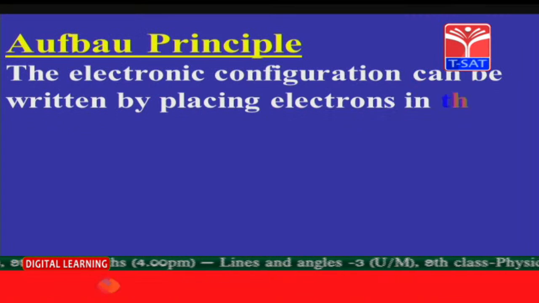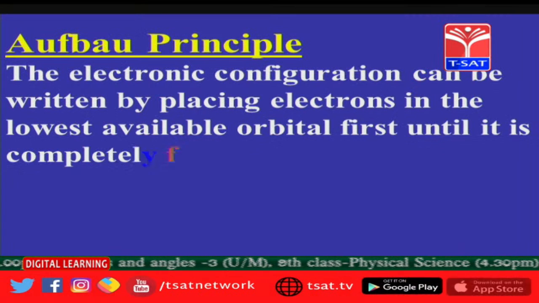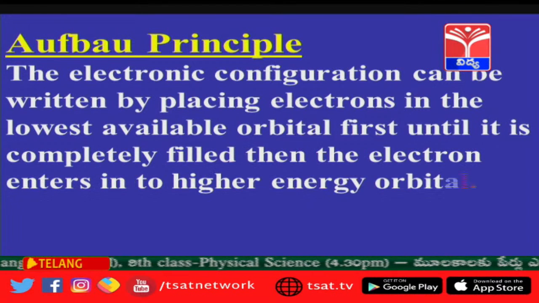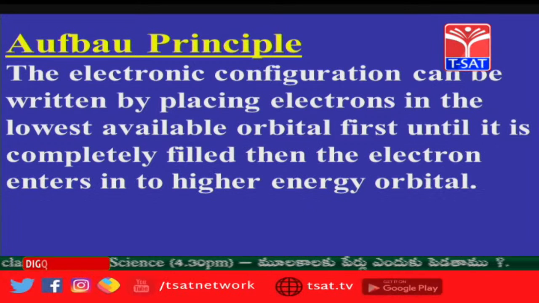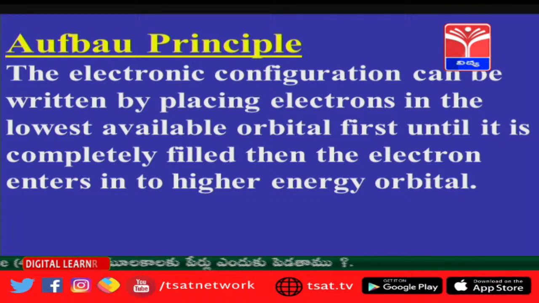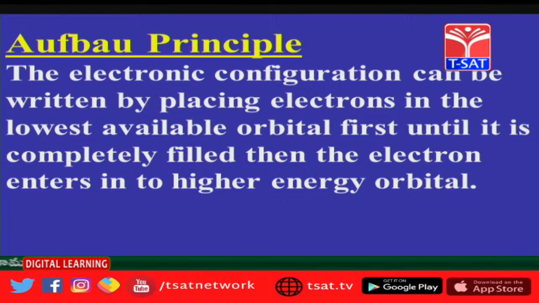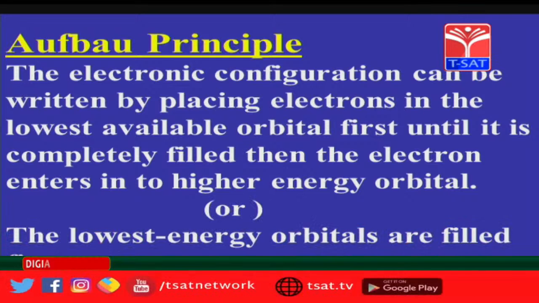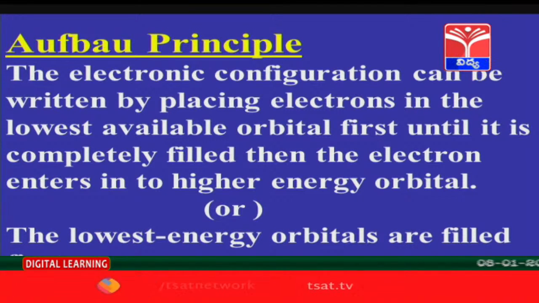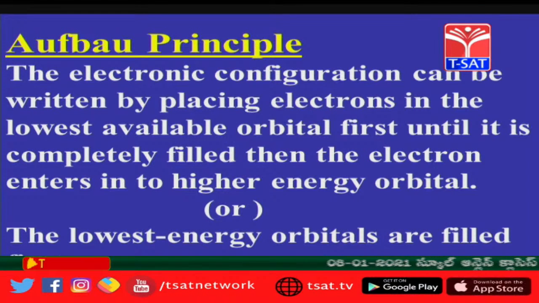What is the Aufbau principle? Electron configuration can be written by placing electrons in the lowest available orbitals first until it is completely filled, then the electron enters into the higher energy orbital. In simple words, you can say that the lowest energy orbitals are filled first. So, electrons go into the lower energy orbital.